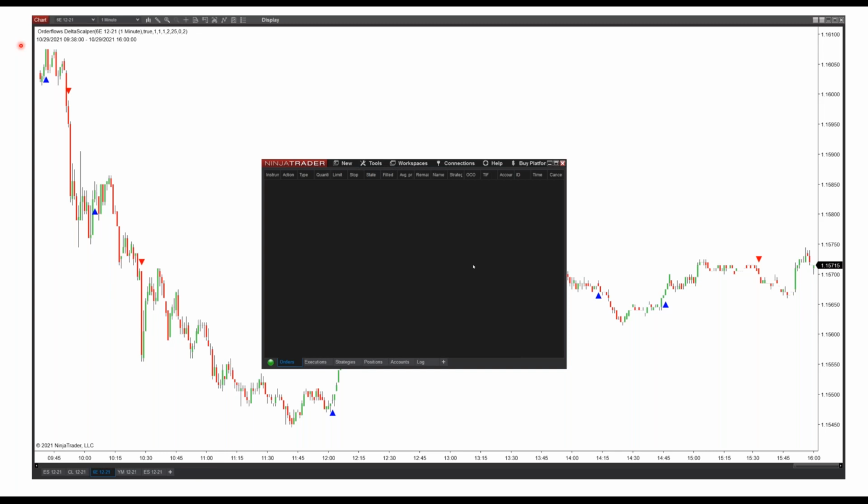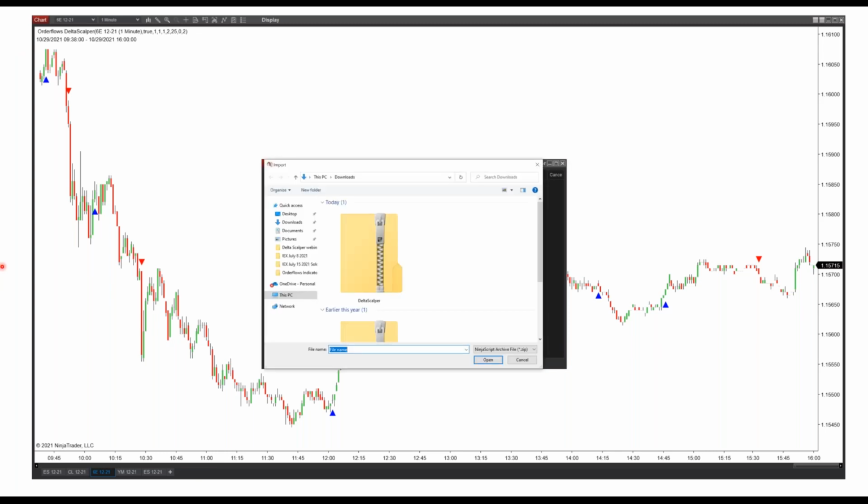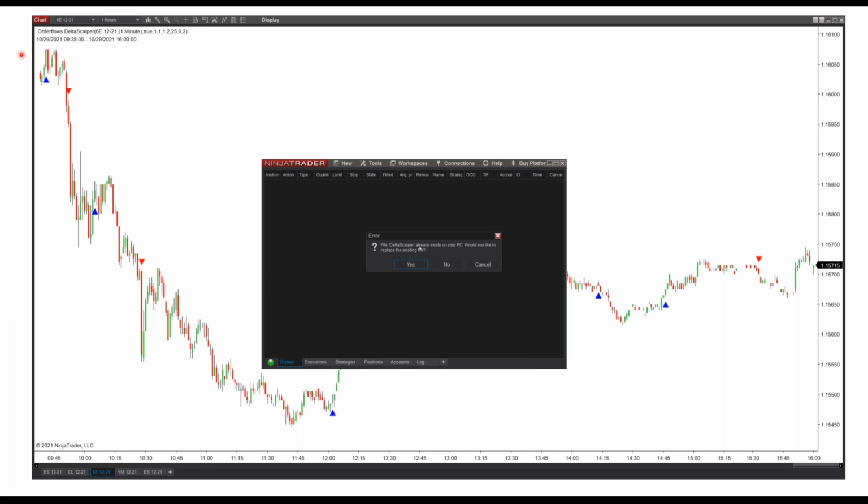Actually, after you purchase, there's a video on how to do it. So you just click on it, and it's going to ask you, well, this one says already exists because I already have it on there. You just click yes. It will say, do you want to install Delta Scalper onto your PC? In this case, it says replace the existing file because it's already installed here. But if it wasn't, then you just go through the simple setup.